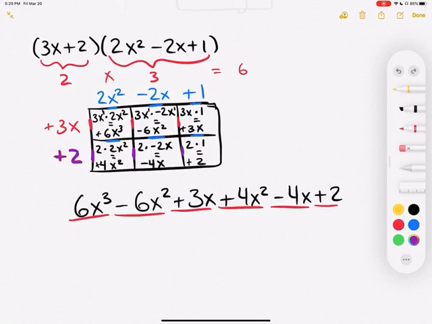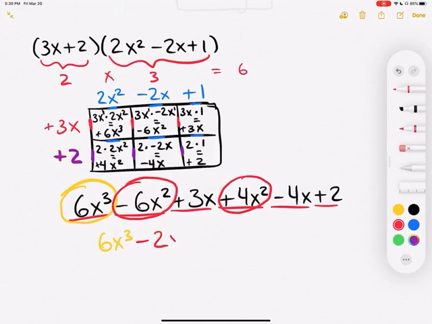Okay, so let's see if we can combine like terms. Let's see if we have any other x cubed around, which we don't. So this is just going to carry over, 6x cubed, nothing else to combine with. Let's see if I have any other x squares around. So I have a negative 6 and I have a positive 4. So I have to add those two numbers. Negative 6 plus 4, that's negative 2. And I keep the same variable with the same exponent, x squared.